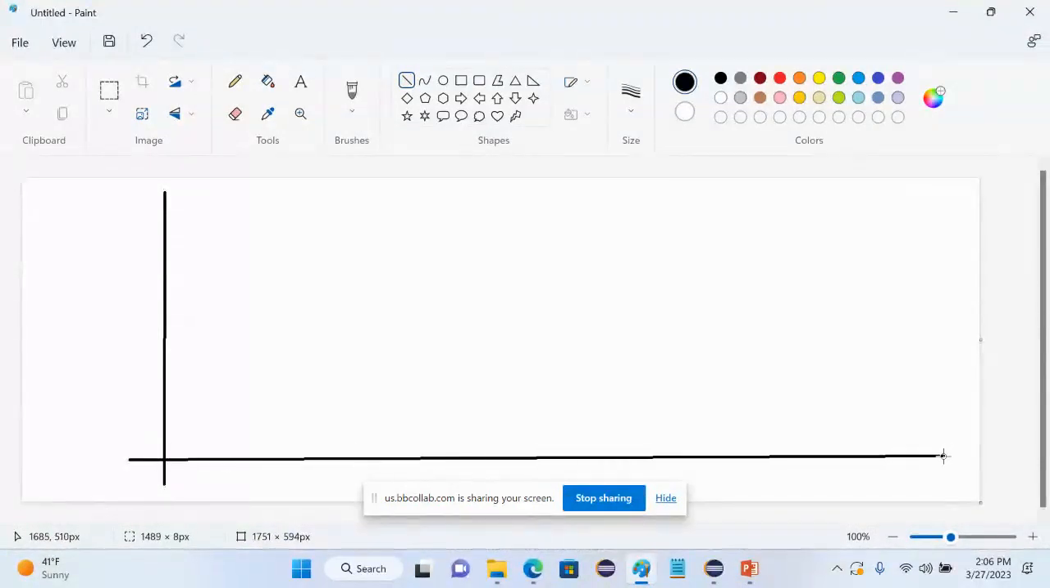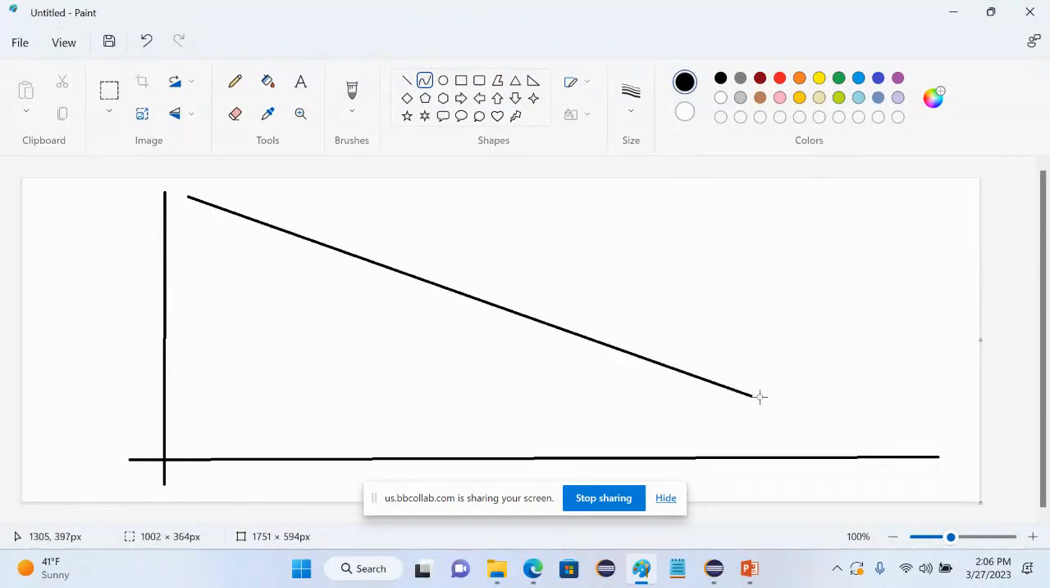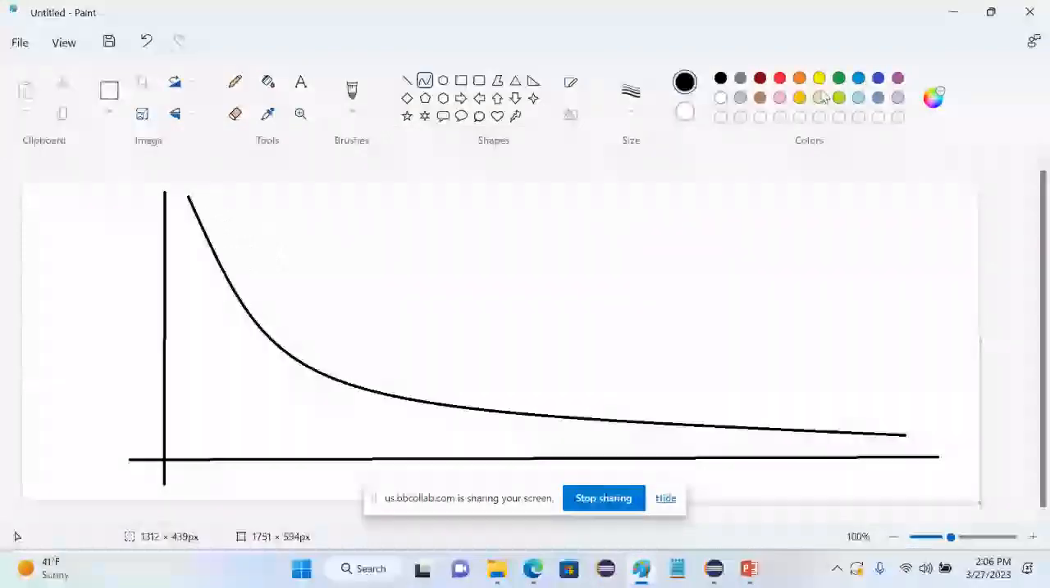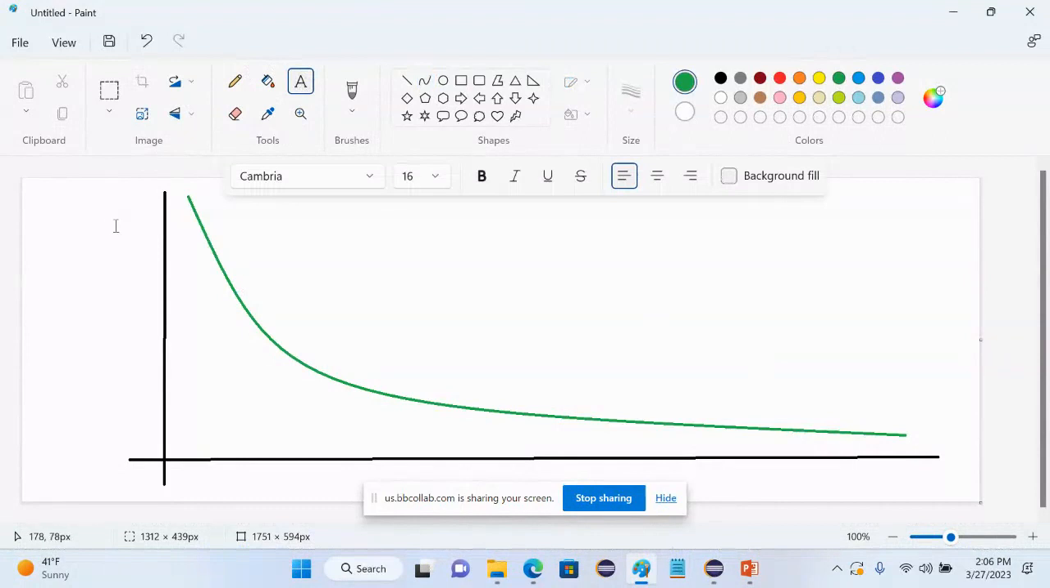A zipf distribution is basically a kind of frequency distribution. And what it looks like is something like this. There's all sorts of different variations on it, but the idea is you have some measure of frequency, how often something shows up, and then some measure of rarity.